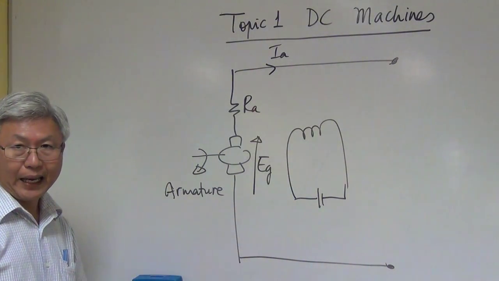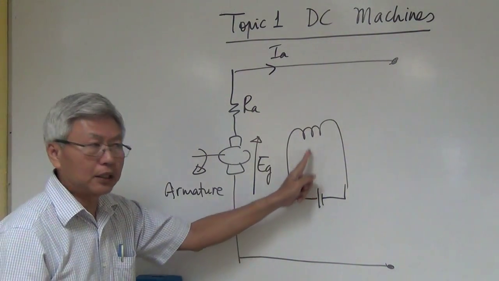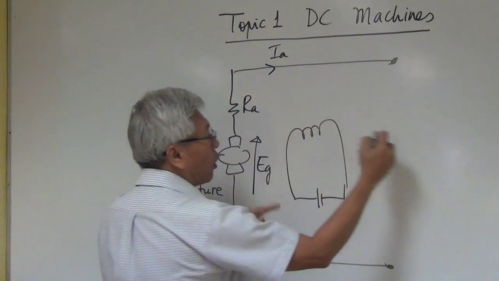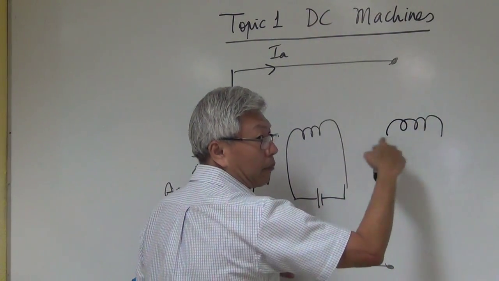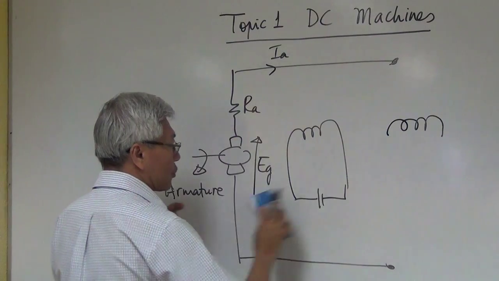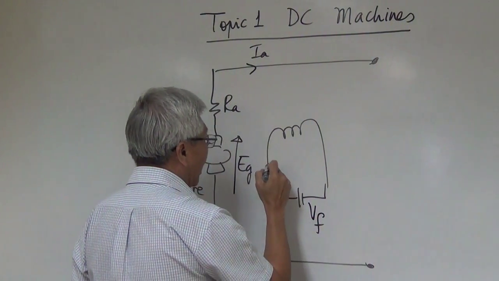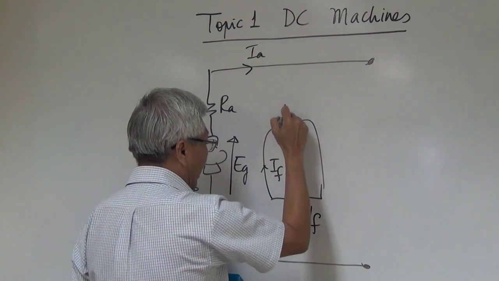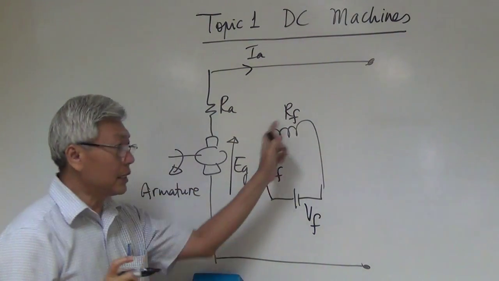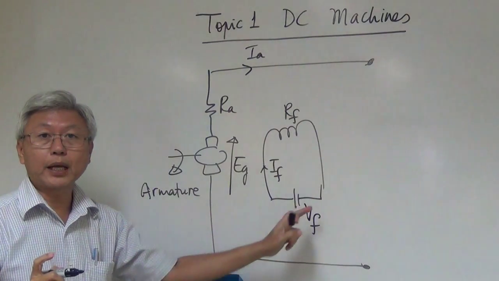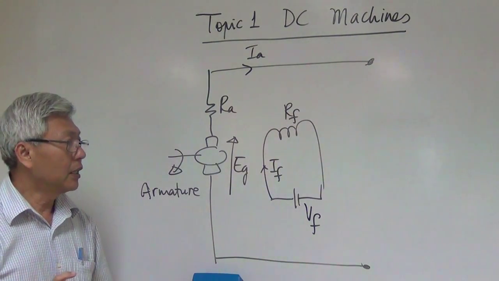Now how about the magnet? This is the magnetic circuit. When we draw a coil like that, it represents the magnet. If I supply a voltage called the field voltage, and this is the field current, and this is the field winding resistance, this is the magnet, the north and south pole that I drew just now.